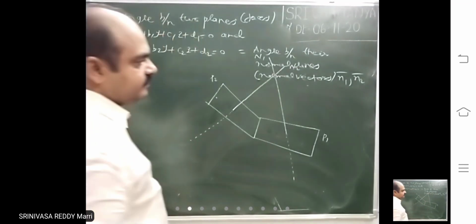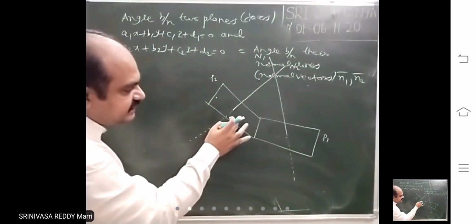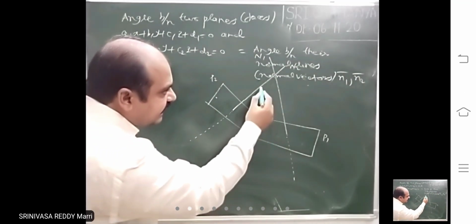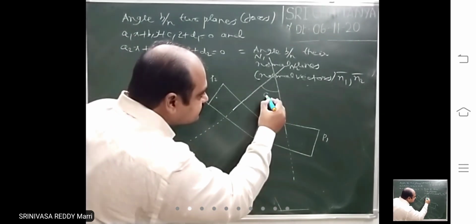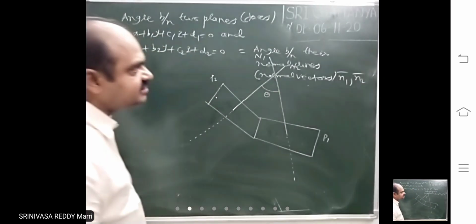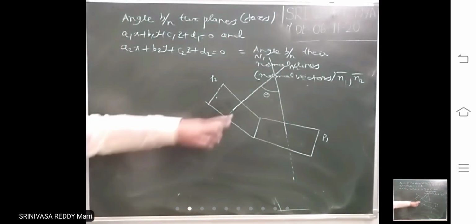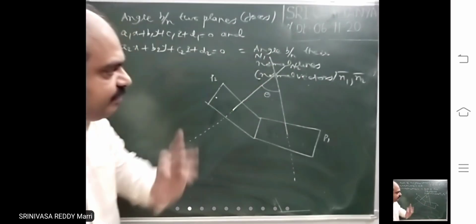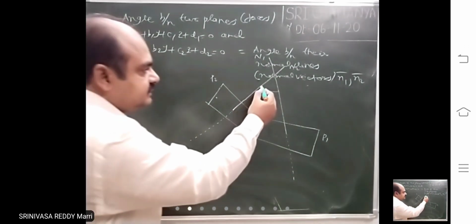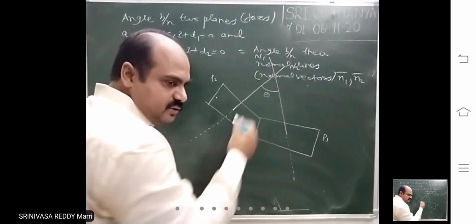The angle between these two planes, how much they are inclined, is the angle between these two normals. These two are lines only, normal lines. N1 is the normal line to plane 1, N2 is the normal line to plane 2. This is nothing but the angle between two lines.